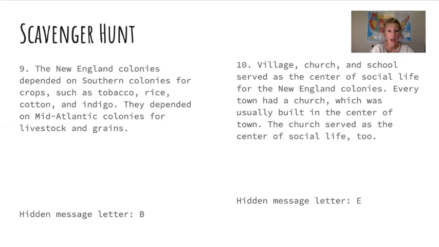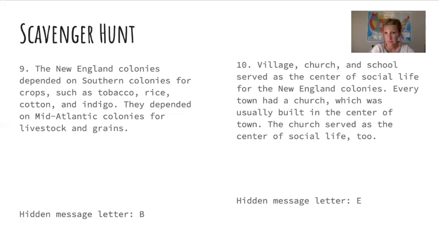Number 9. The New England colonies depended on southern colonies for crops such as tobacco, rice, cotton, and indigo. They depended on mid-Atlantic colonies for livestock and grains. So they didn't have everything they needed. They had to trade with other colonies to get what they needed. Hidden message letter B.